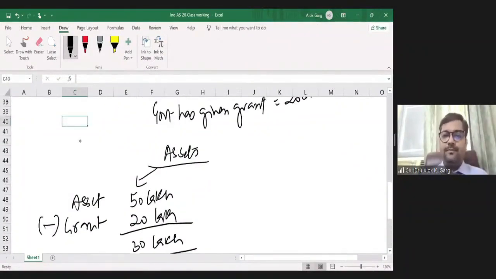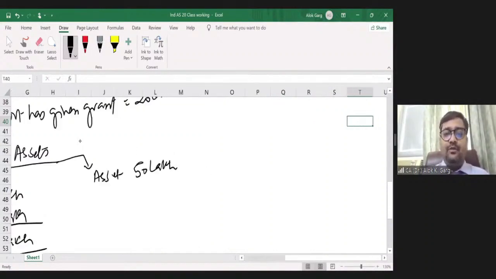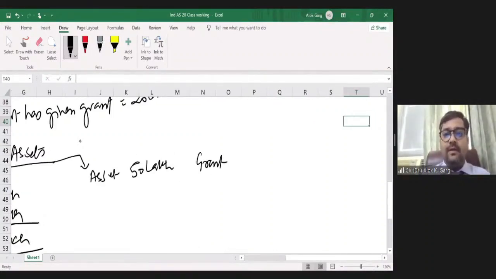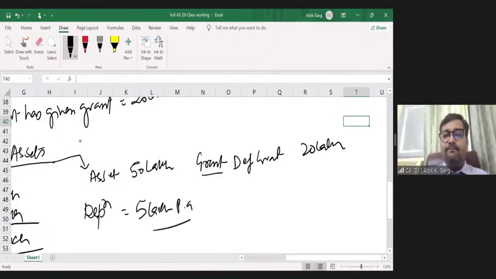This is the first approach. Second approach: the standard says that if you are showing the asset at 50 lakh, you need to show the grant as a liability. So you need to show the grant as a deferred grant, 20 lakhs as a liability. Now this asset will be depreciated every year. What will be the depreciation, Shraddha? Depreciation is 5 lakh per annum.